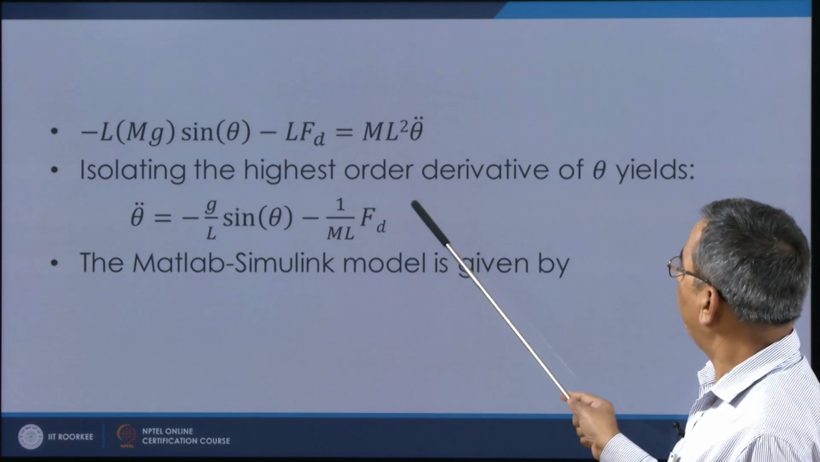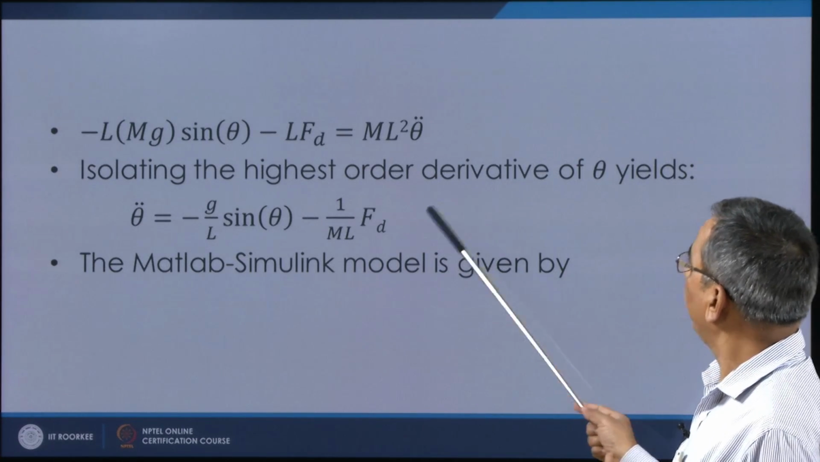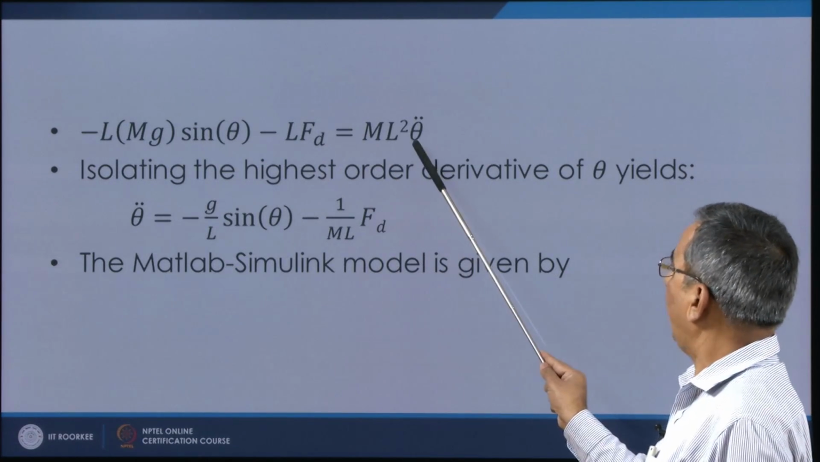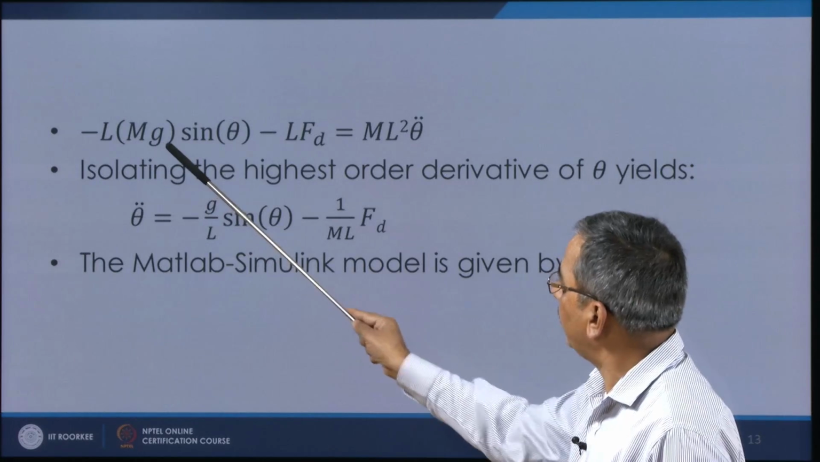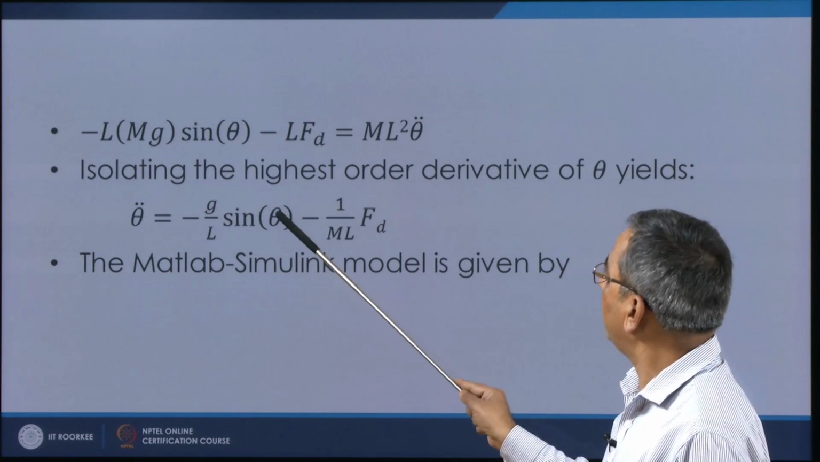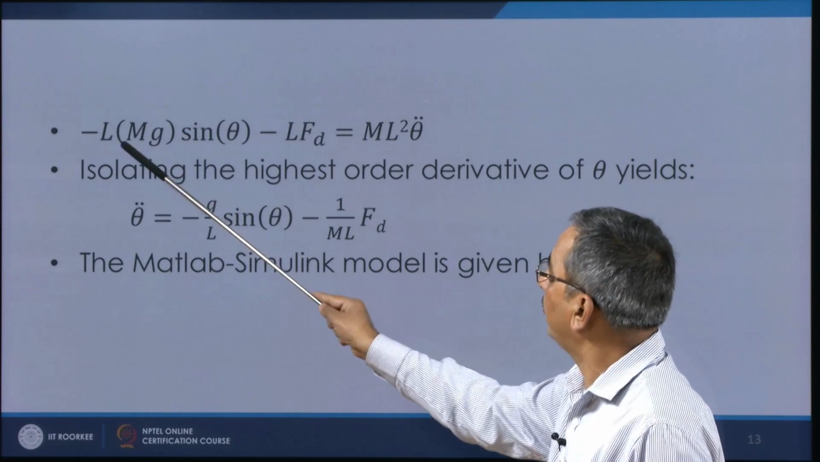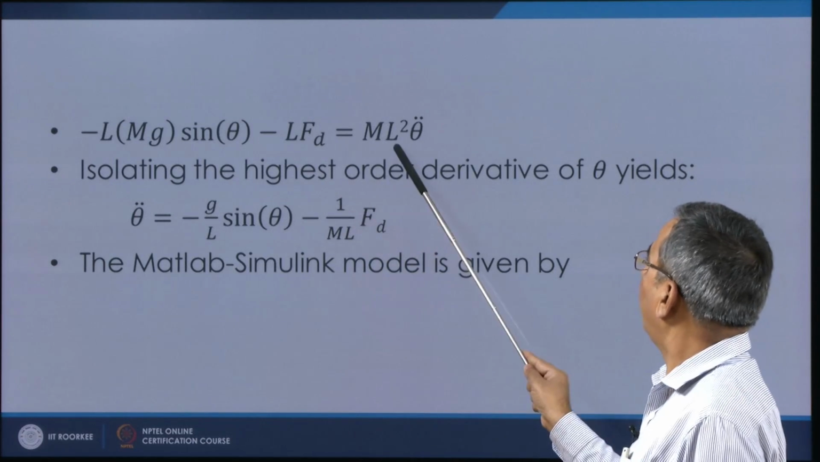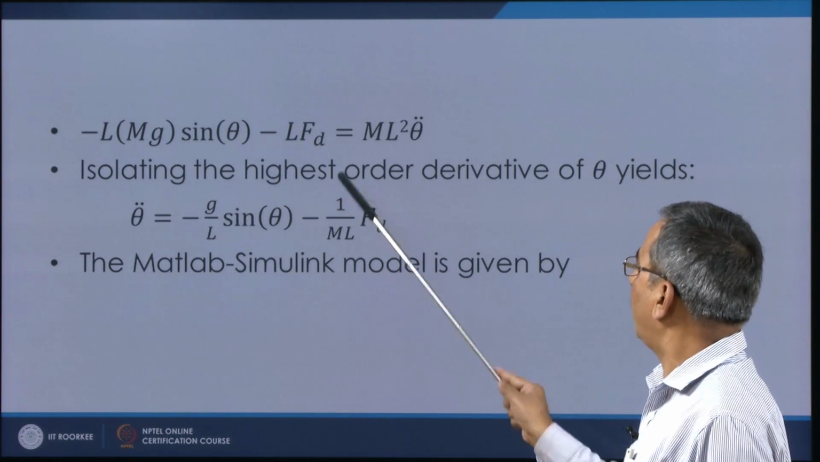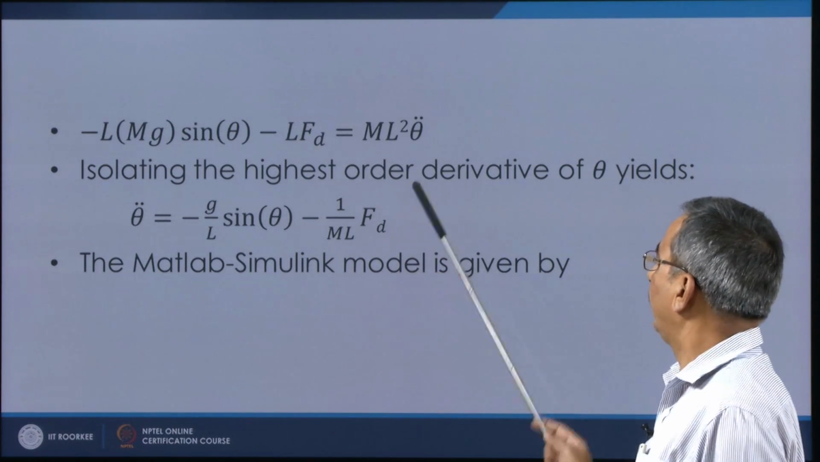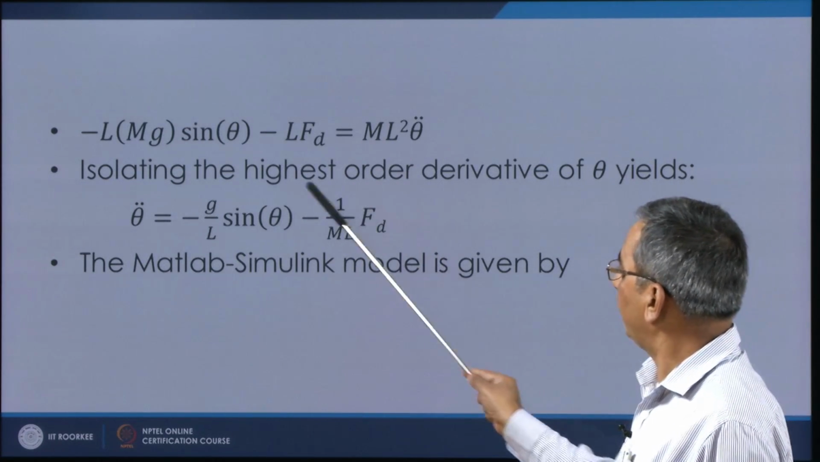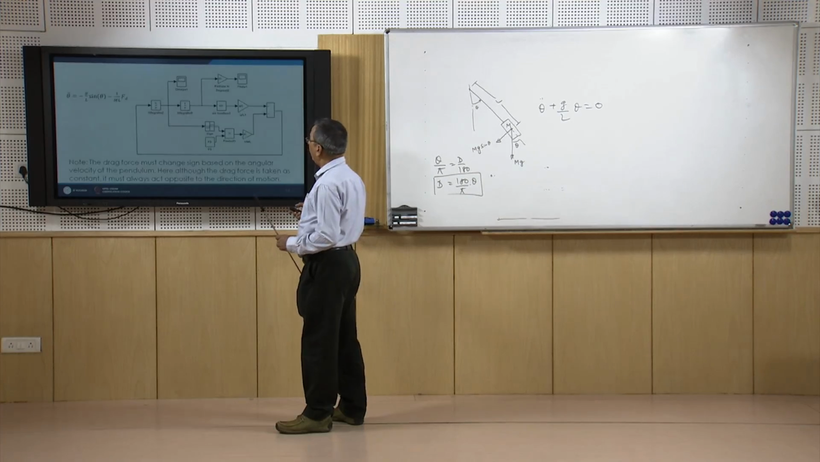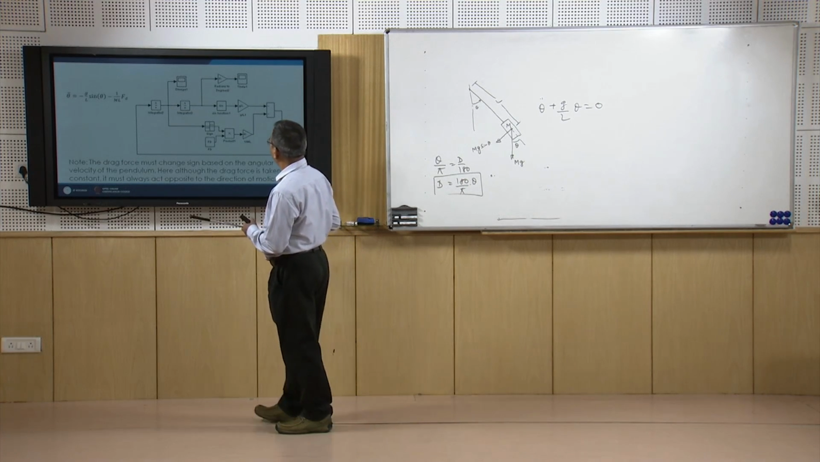Fine. Now, we can isolate the highest order derivative here. So, for theta double dot, I divide both sides by ml square. So, this is what I get: minus g by L sine theta. Of course, one m and one L get cancelled. So, I have minus g by L sine theta, minus, dividing this term by ml square, 1 by ml into Fd. And corresponding to this equation, I can prepare a Matlab Simulink model. So, this Matlab Simulink model I can realize here.